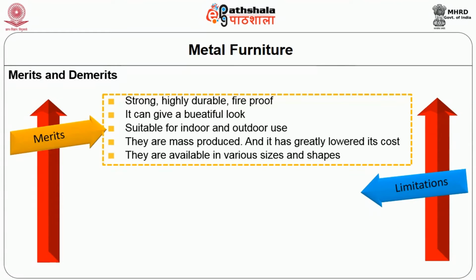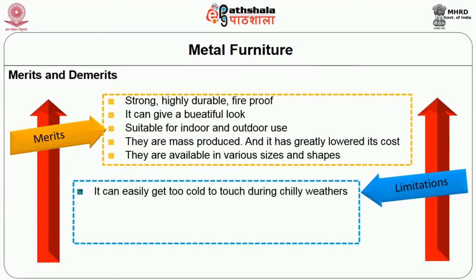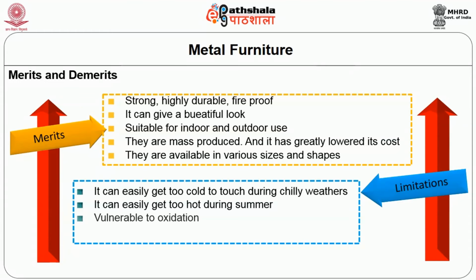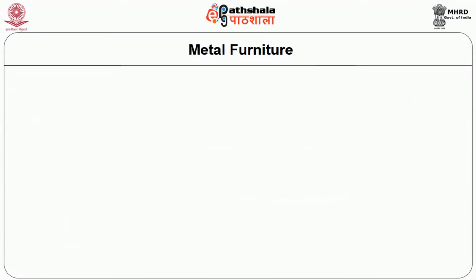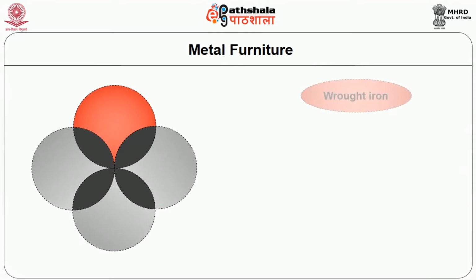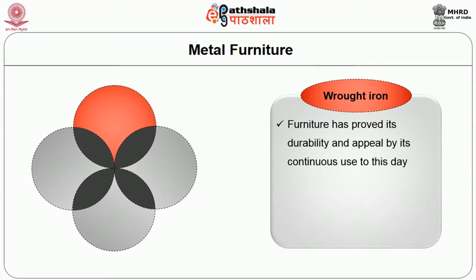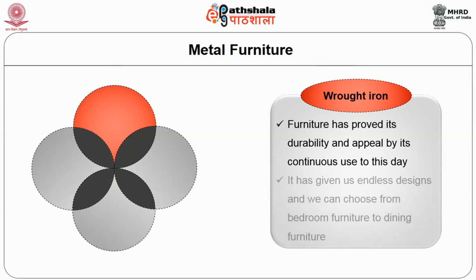As metal is a good conductor, it can easily get too cold to touch during chilly weather and too hot during summer. They are also vulnerable to oxidation, so they can develop rust and corrosion over time. There are various types of metals that can be used in making furniture such as iron, wrought iron, steel, aluminum and stainless steel. Wrought iron furniture has proved its durability and appeal by its continuous use to this day. It has given us endless designs and we can choose from bedroom furniture to dining furniture.